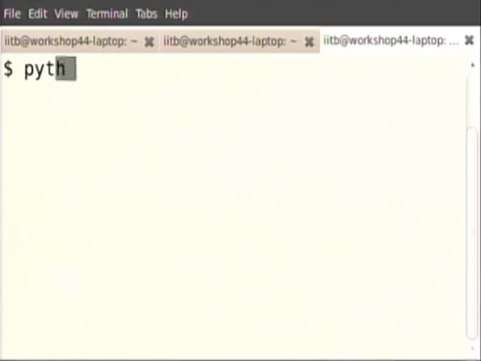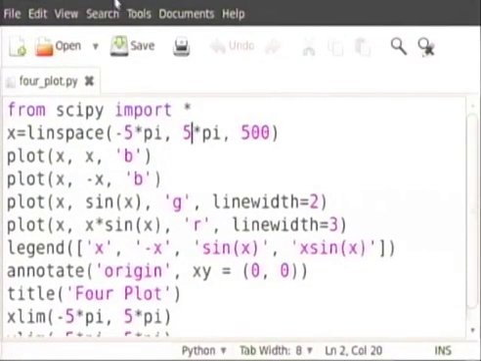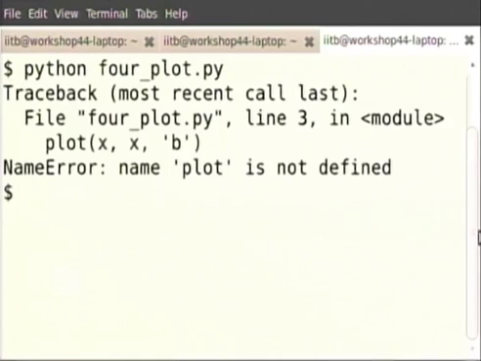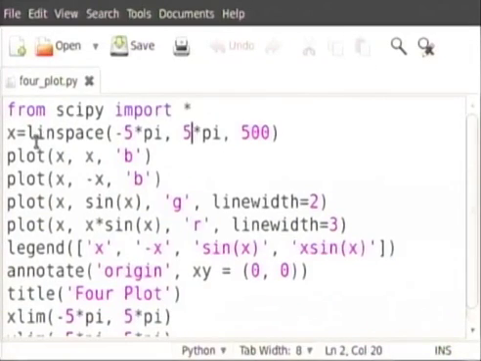It did not run, but we made a change now. We added a line saying from Scipy import star. Let us see the impact of that particular line. Now it says plot is not defined, but please note the earlier error message is no longer there. In other words, now it knows what to do when encountering the name linspace, but it does not know what to do when encountering the name plot.